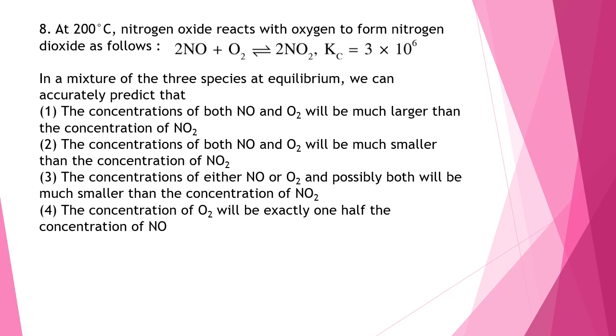So as Kc is much greater than 0, we can say that the concentration of either NO or O2, and possibly both, will be much smaller than the concentration of NO2, because the reaction is more towards the forward side. So more NO2 is formed and therefore NO and O2 will be less in concentration than NO2 at equilibrium. So the correct answer will be option 3.